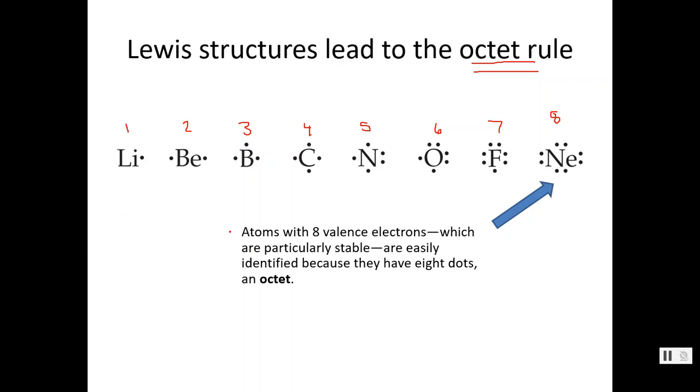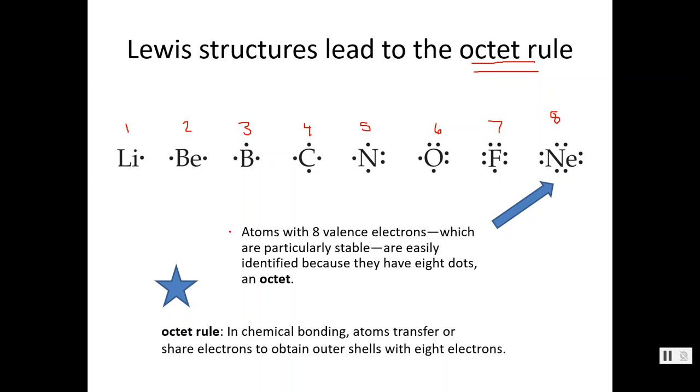There are two parts to it. The first is that atoms with 8 valence electrons are really stable. That's why a lot of those noble gases don't react very readily. But the other part of the Octet Rule is that for all the other representative elements, in chemical bonding, meaning elements in group 1 through 7, they want to beg, borrow, steal, do whatever they can, transfer or share electrons so that they have outer shells of 8 electrons. So that is called the Octet Rule.